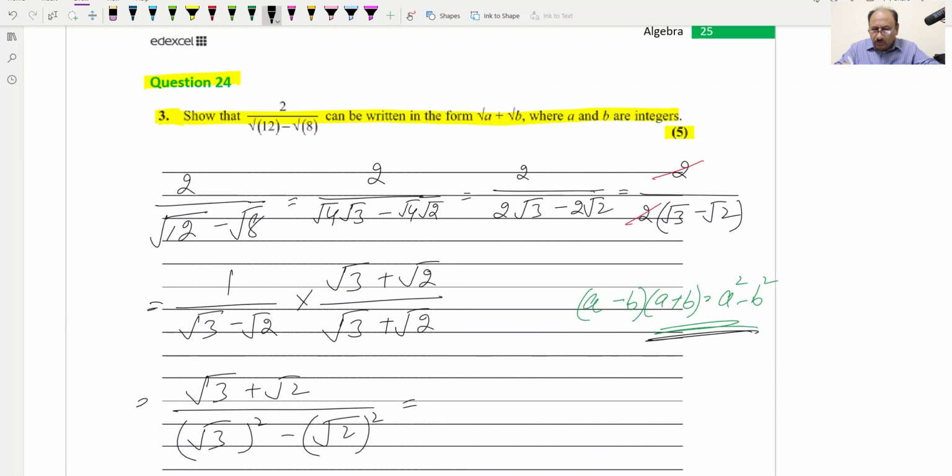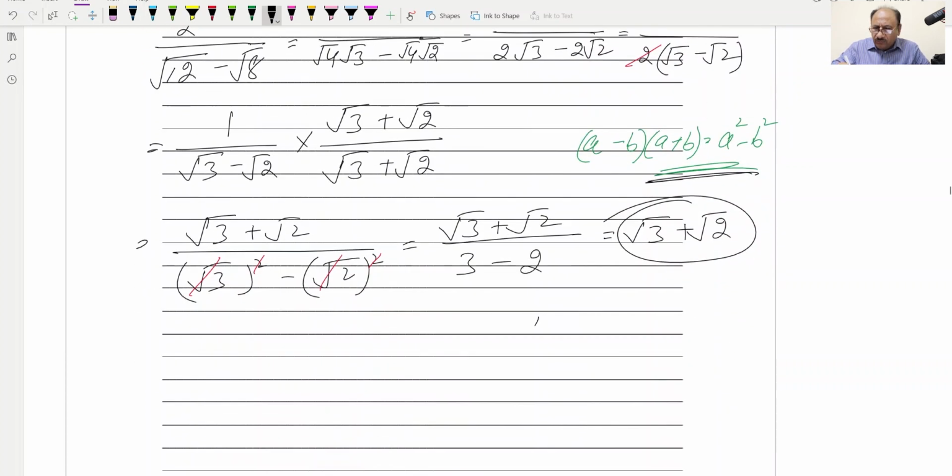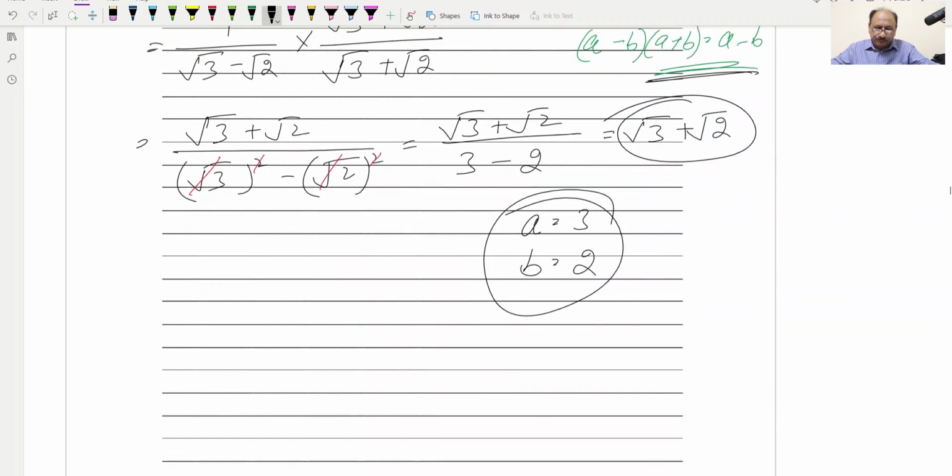This will be equal to under root 3 minus under root 2 over this will be square and square root will cancel, and we will get 3 minus 2, which is equal to 1. So our final answer will be, this is plus over here, we have done mistake, so it will be under root 3 plus under root 2. This will be final answer for this question, which they are saying a under root plus b. So a value is equal to 3 and b value is equal to 2, which we have done.